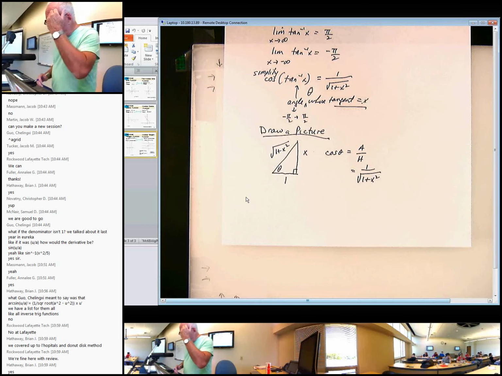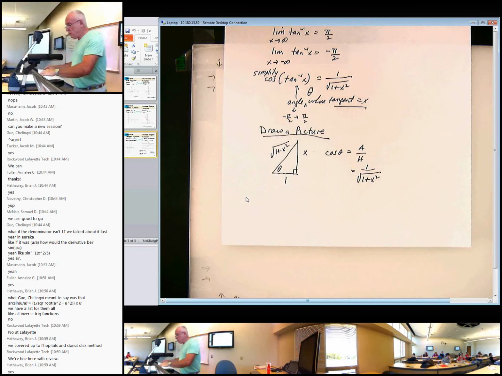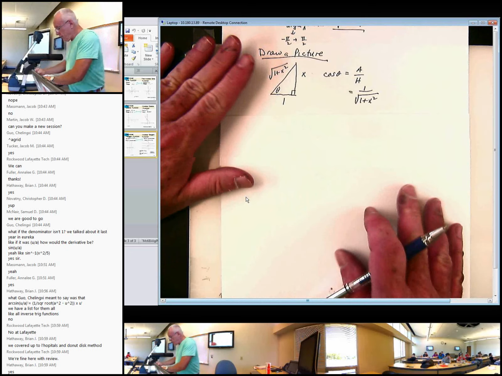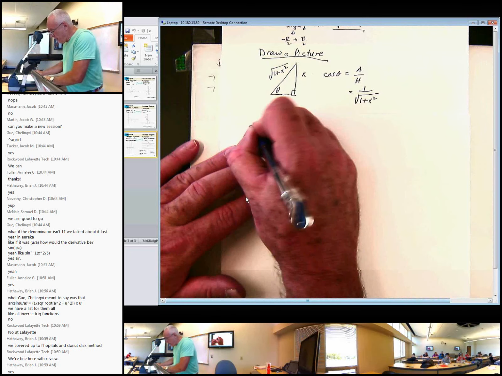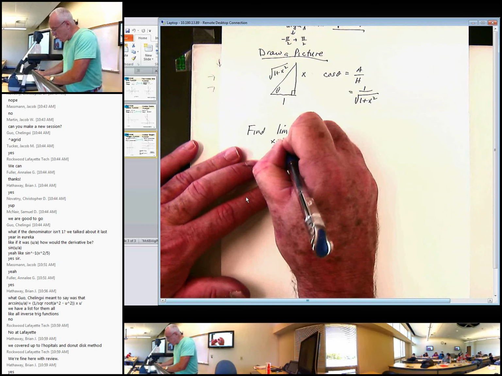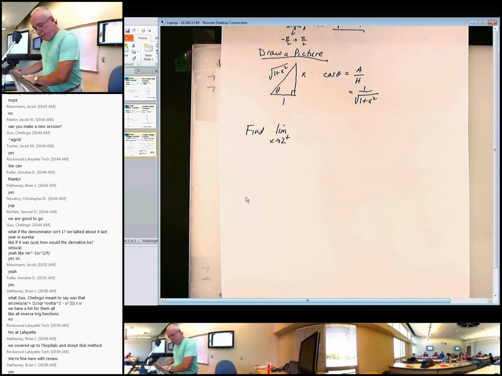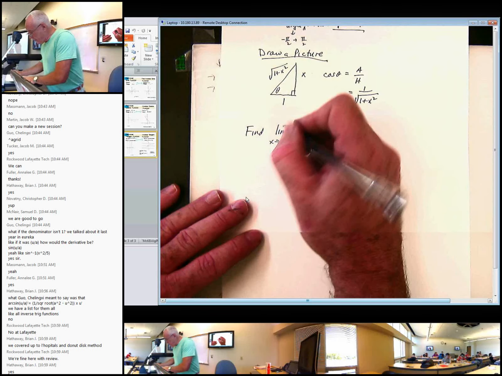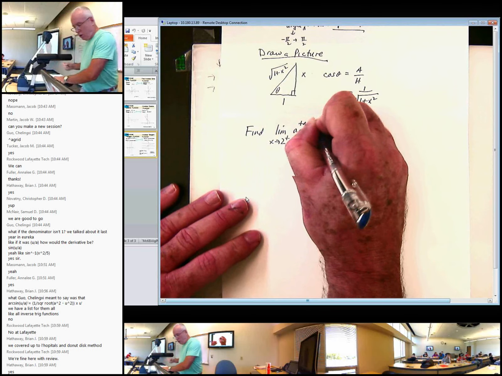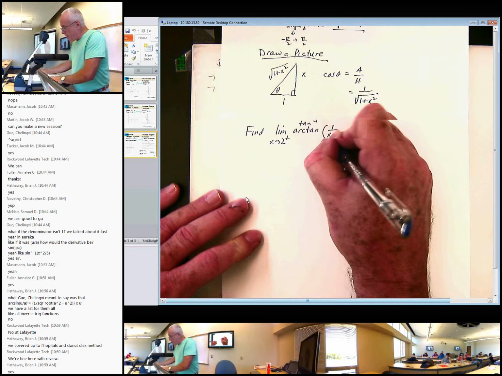I want to do one other example before we get to the derivative here. It's going to be a limit example. Find the limit, as x approaches 2 from the positive direction of the arctan, or the tan inverse, however you want to call it, of the following expression, 1 over x minus 2.